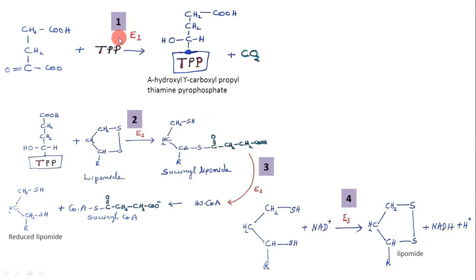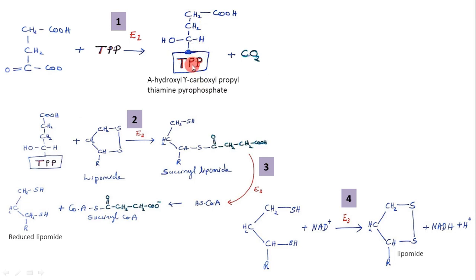So, these are the steps of formation of succinyl coenzyme A from alpha-ketoglutarate. This is the alpha-ketoglutarate. With the help of enzyme 1, it is transferred onto thiamine pyrophosphate. By this transfer, one carbon dioxide is eliminated, and the resulting compound is called alpha hydroxy gamma carboxyl propyl thiamine pyrophosphate.